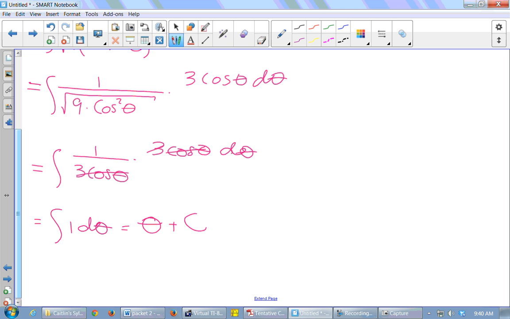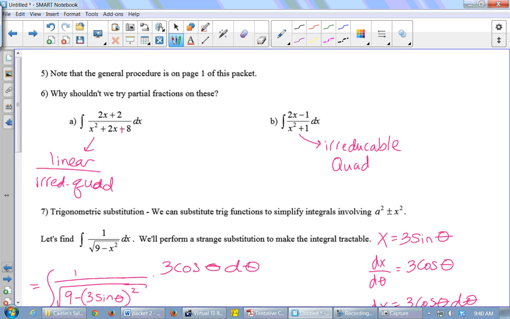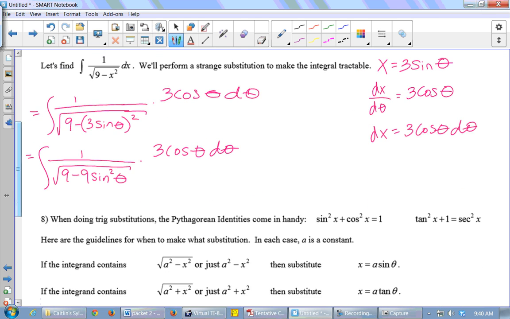And then sub back in. Theta was, how is theta related to the original x? Go back. X was 3 sine theta. So what does theta equal? The arc sine of x over 3. Yep. So first, I just have to solve this thing for theta. Divide both sides by 3, then take the arc sine of both sides. The arc sine of x over 3.